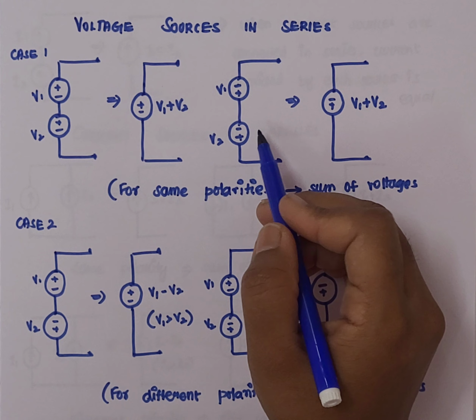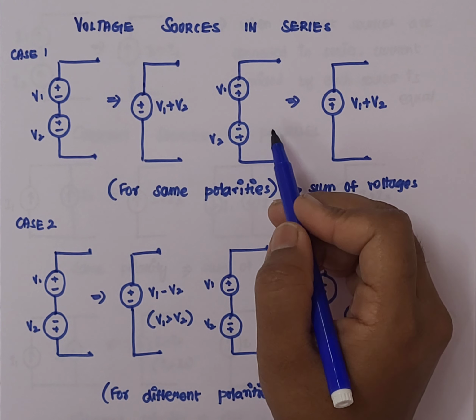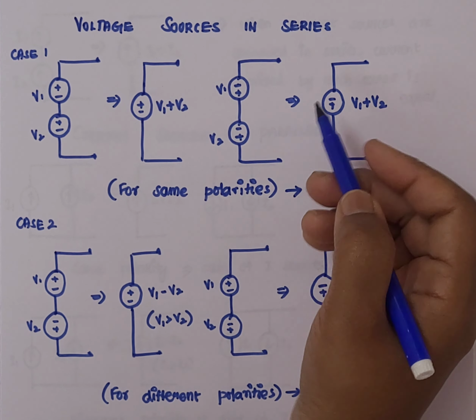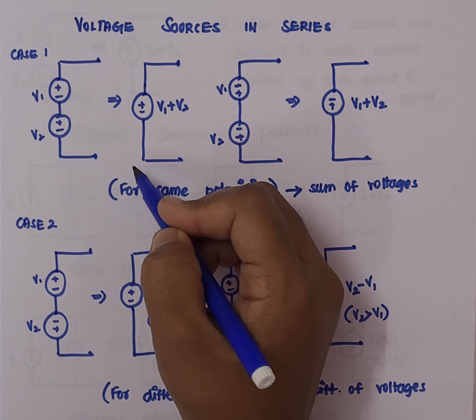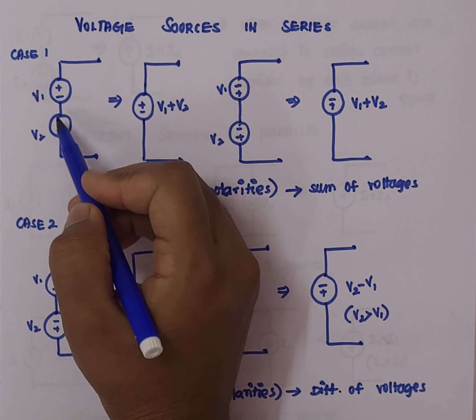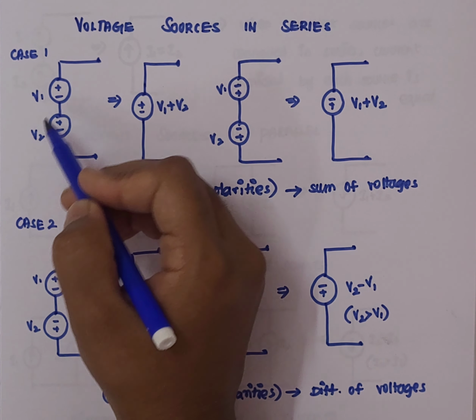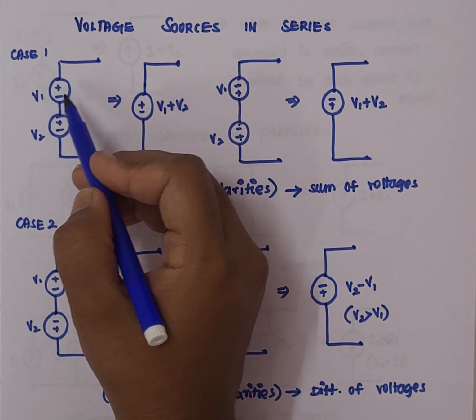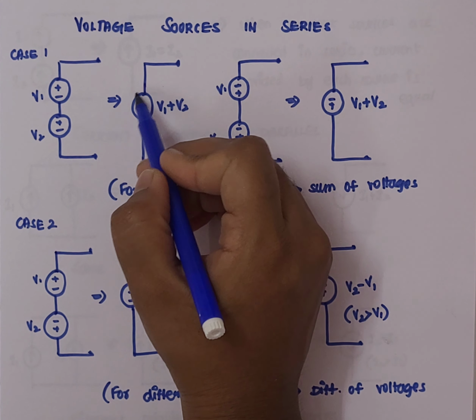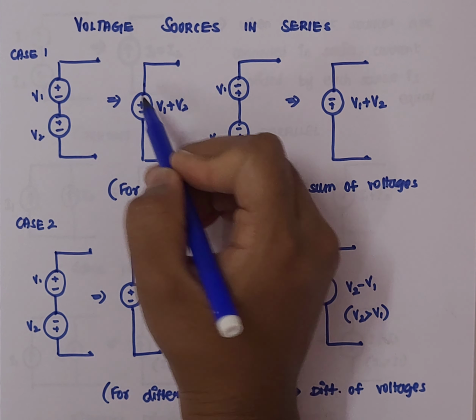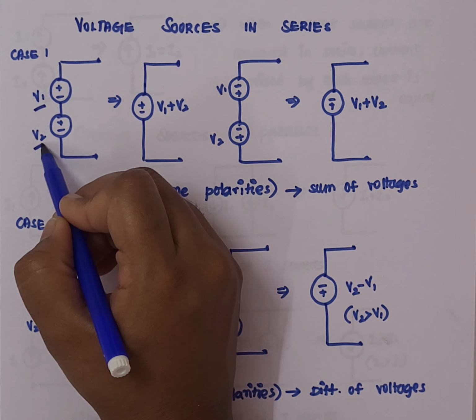Now let us see the next topic, which is voltage sources in series connection. So we will have two different cases. In first case, let us consider there are two voltage sources V1 and V2 with the same polarity. So whenever we have a circuit in this way, like we have two voltage sources connected with same polarity, then this can be replaced as a single voltage source adding the values of V1 and V2.